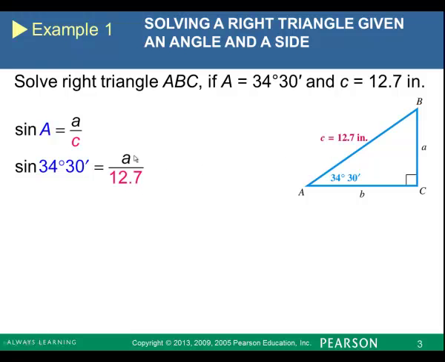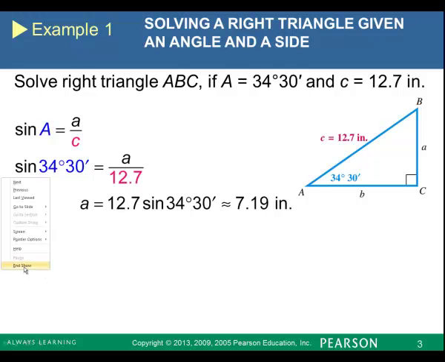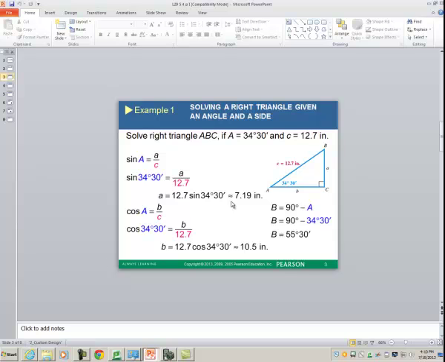Now, what would we do to solve for A at this point? Travis? Right, multiply both sides times 12.7. All right. And then from there we get 7.19. Okay, so let's see what that looks like on the calculator.